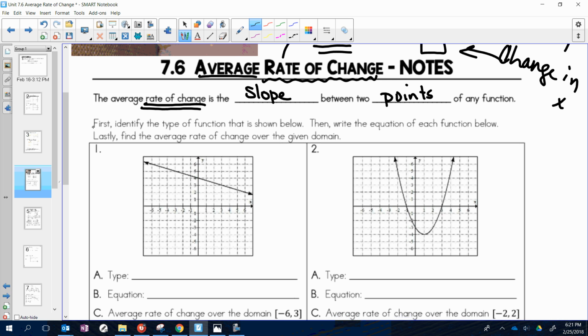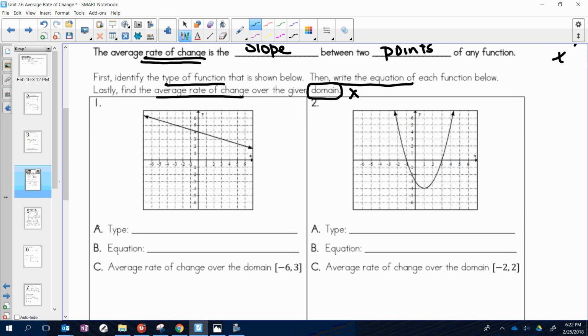First, identify the type of function that is shown. So we're going to look for the type of function, then we're going to write the equation, and then we're going to find the average rate of change over the given domain, which is x values. So number one, this type of function, let's see. It goes like this. That looks like a linear function.